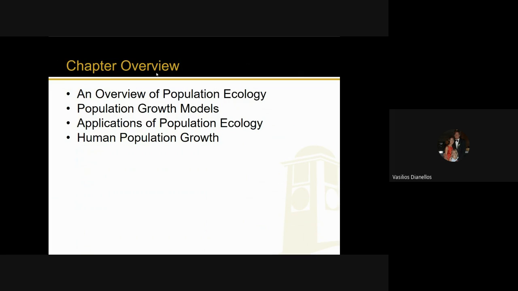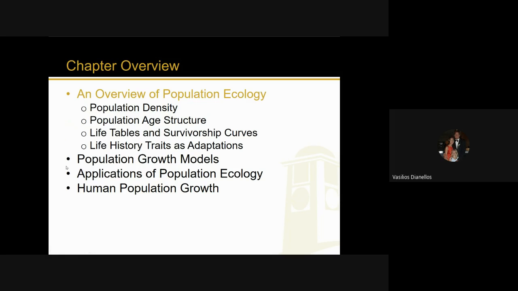But anyway, the chapter itself is broken down into 4 main bullet points. First, we're going to talk about just an overview of population ecology, right? The entire subject that we're going to be discussing. Then we're going to be talking about population growth models, which is probably very handy for people who are even non-biology majors. And then applications of population ecology. And then finally, human population growth. So this is a very relevant chapter.